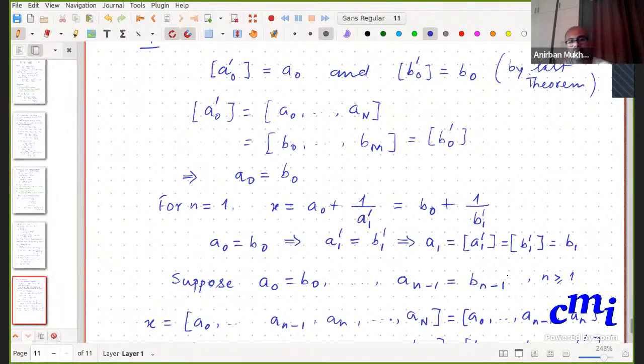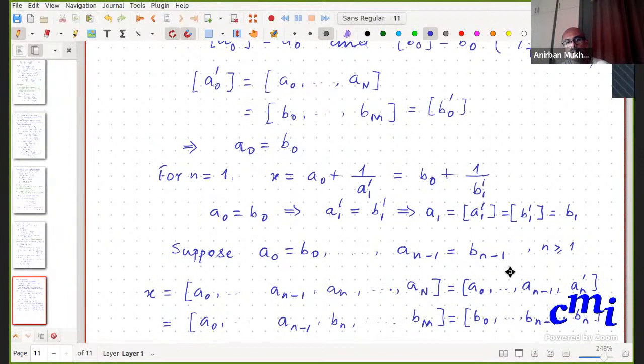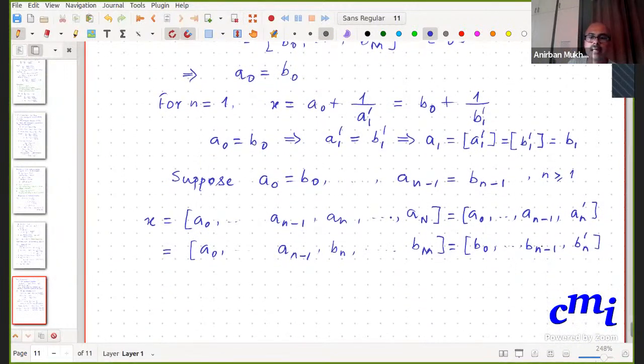So we have the result for n equal to 0 and n equal to 1. Therefore, here we can make this assumption for n greater than or equal to 2.